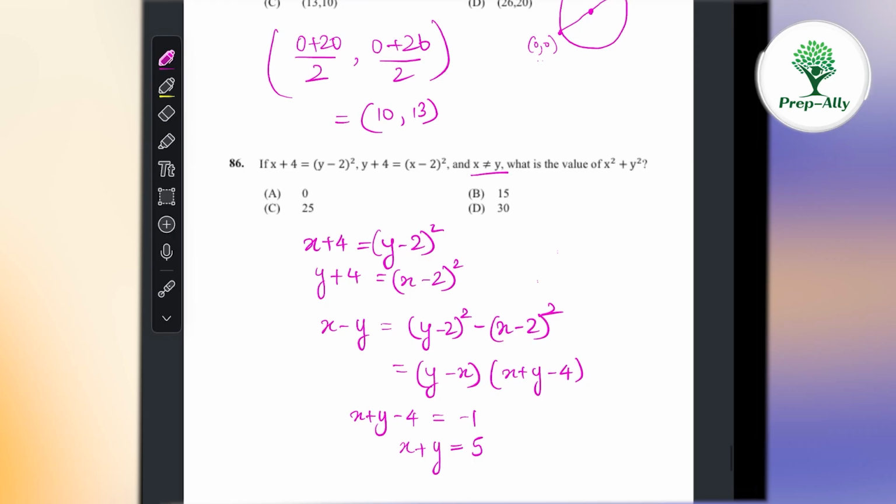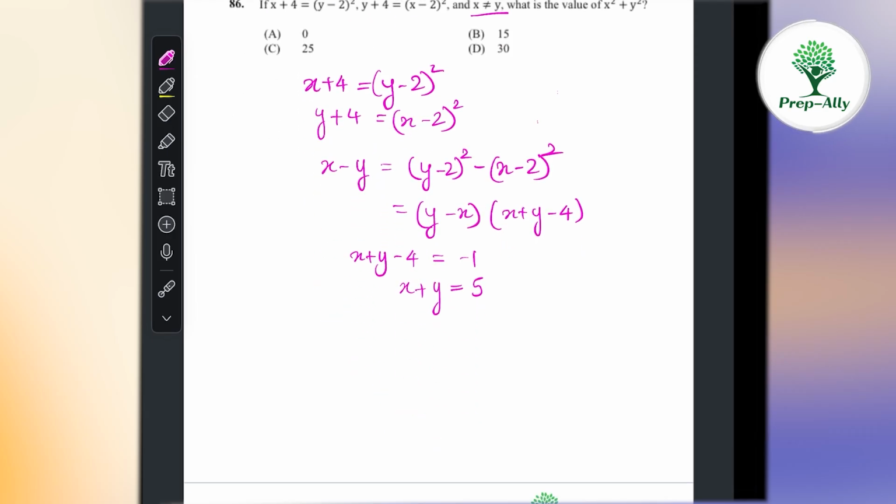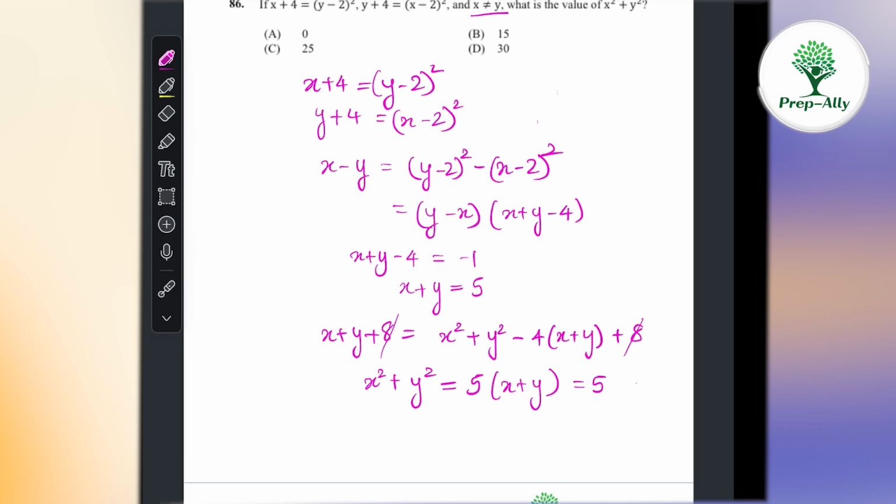And let's also add the two equations. Then we'll get x plus y plus 8 equals x square plus y square minus 4 times x plus y plus 8. Right? The 8's get cancelled, and x squared plus y squared equals 5 times x plus y, which is 5 times 5, which is 25.